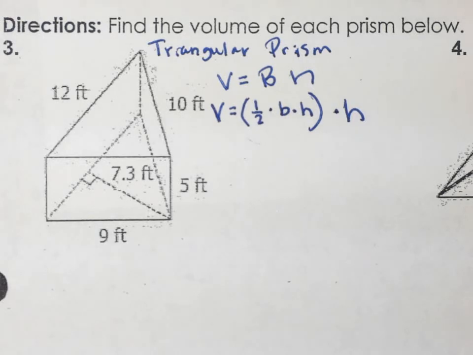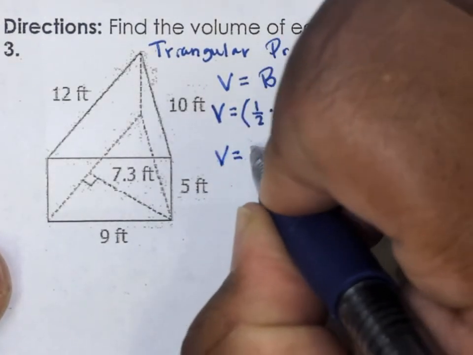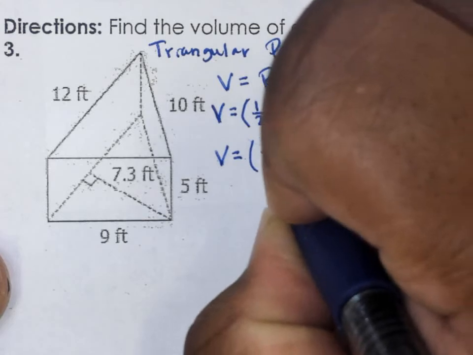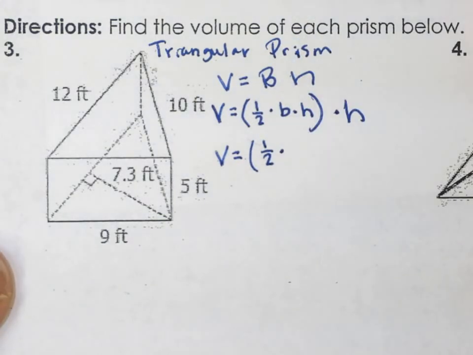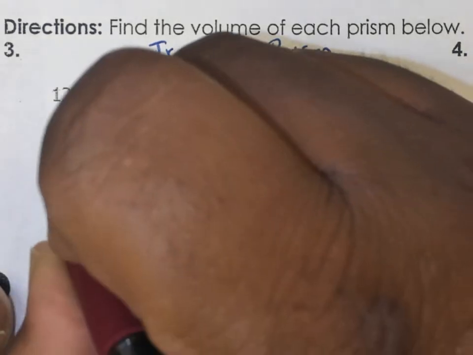Alright, so we just need to make sure we plug our numbers in right. So volume equals parentheses 1/2. What do y'all consider to be the base of the triangle? 7.3. Y'all ain't got division. They told me that. No. Y'all laughing at this, but he not wrong. 12 is the base of my triangle.